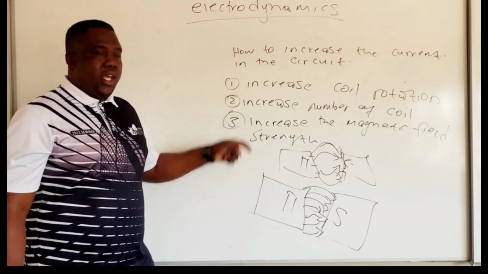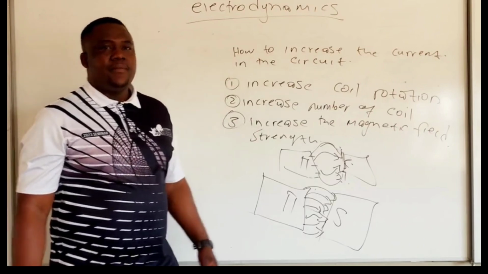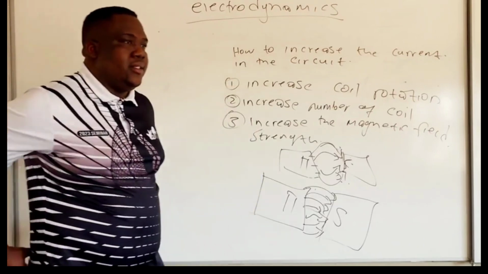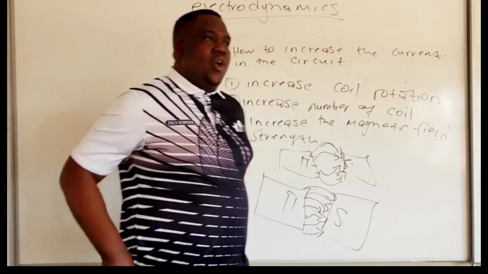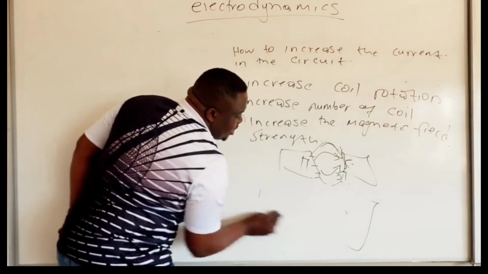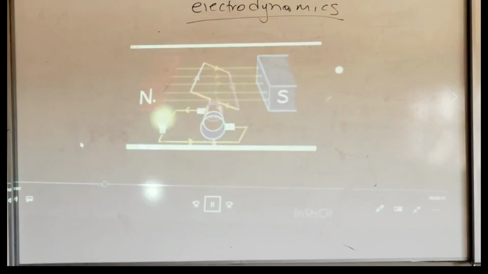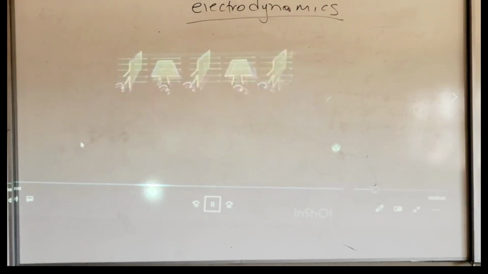So these three things can cause an increase of voltage and current in the circuit. Okay, I hope you understand. So now, let me make a demonstration for you on the screen. We have got magnets, north and south pole, and the electric field lines are moving from north towards the south. So here we have a coil.